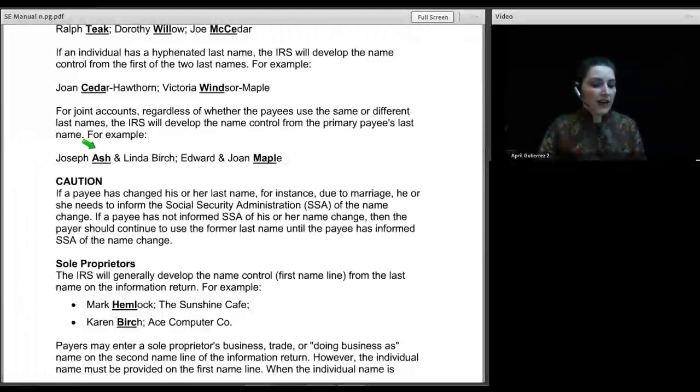We've got Joseph Ash. It will look at Ash, and it will also look at the spouse in Joan Maple. Actually, we've got Joseph Ash and Linda Birch. It would look at Ash because that's the name of the primary filer, but independently they would also be looking at Linda Birch and looking at B-I-R-C-H. And on a joint name, they're looking at the first 4 letters of the last name on the joint. But either way, on a joint return, they're still looking at the first 4 letters on each.